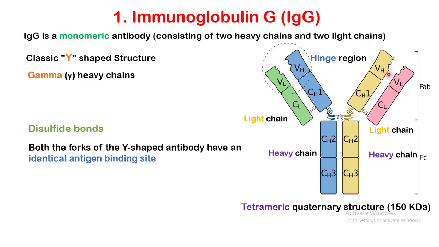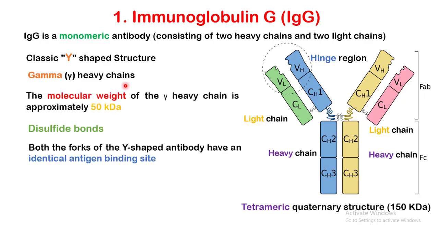Now, why do we call this immunoglobulin G? Because the heavy chains of the immunoglobulin G are known as the gamma heavy chains, and this G actually refers to the gamma, which represents the particular heavy chains that are present in the immunoglobulin G.